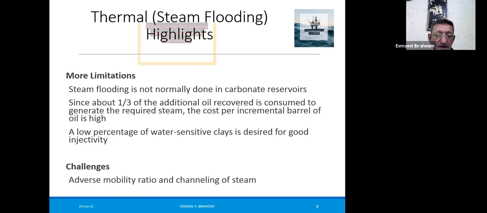The challenges that we have in this process are adverse mobility ratio and channeling of steam. You may have channeling of steam, so that steam will be produced before producing the oil if some of the properties of the reservoir are not met.